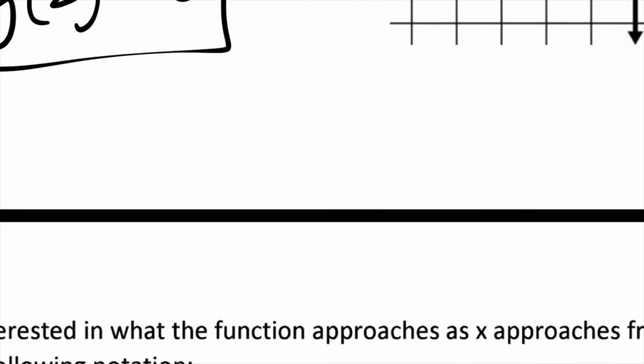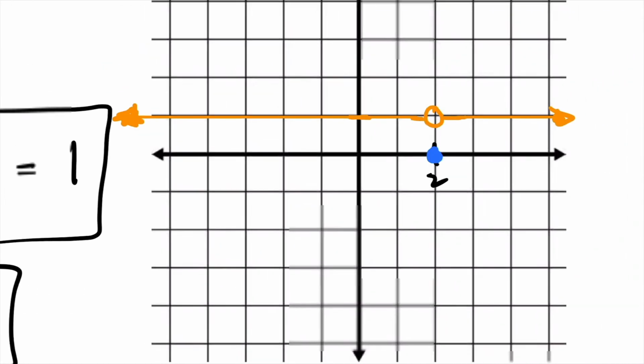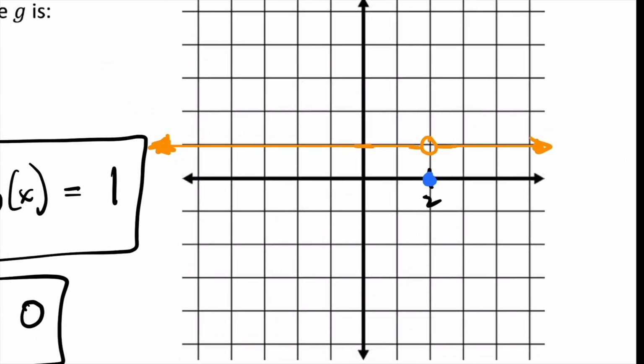So for example, let's go back to this one. This one existed because coming from this side, I was approaching y equals 1. Coming from this side, I was also approaching y equals 1. Let's say one side was approaching y equals 1, and one side was approaching y equals 4.